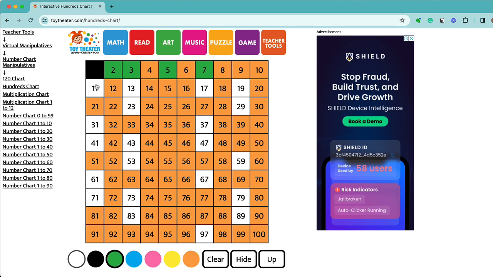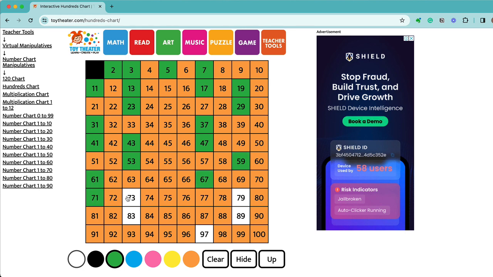So let's mark all of those in prime: 11, 13, 17, 19, 23 and 29, 31 and 37, 41, 43, 47, 53 and 59, 61 and 67, 71, 73, 79, 83 and 89, 97.